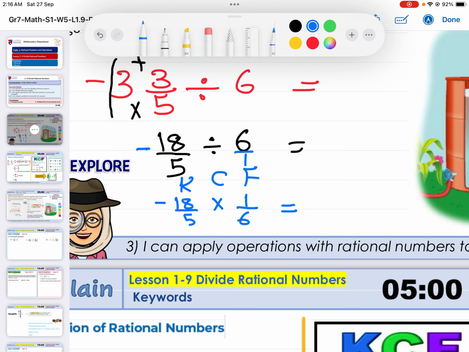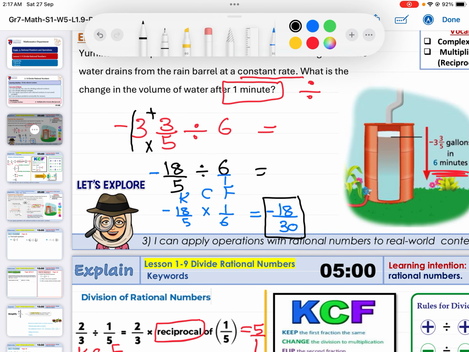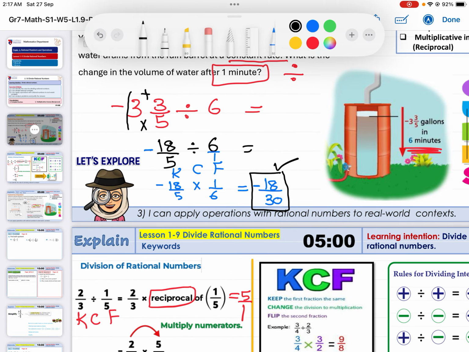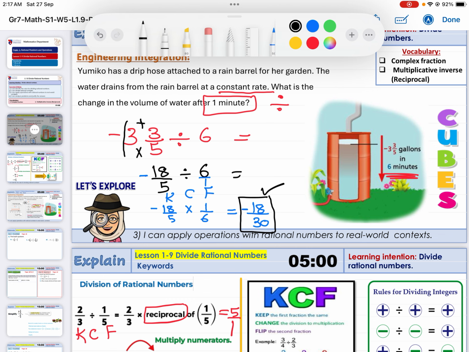Now let's multiply 18 times 1, that's 18, and 5 by 6, that's 30. And the sign will be negative. Okay, that's your final answer. You got a proper fraction, but it's not in simplest form. If you want to simplify it, you can divide both of them by 2 and it will come out simplified. So that is it for dividing a mixed number with a whole number, for dividing rational numbers for now. Okay, so my final answer will be per minute.